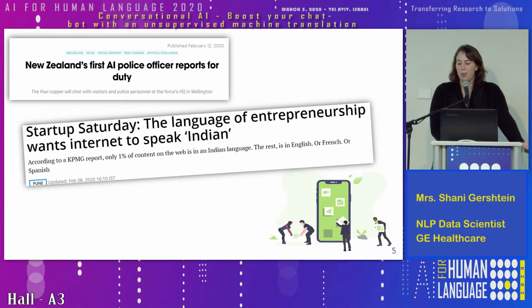So in the coming years, we're also going to see a lot of chatbots in all aspects of our lives. And it's really important, and we can see it only from this past month's headlines. New Zealand has their first AI police officer, which greets the visitors to the stations and helps them navigate to the station.